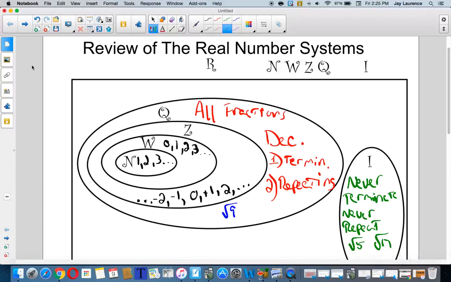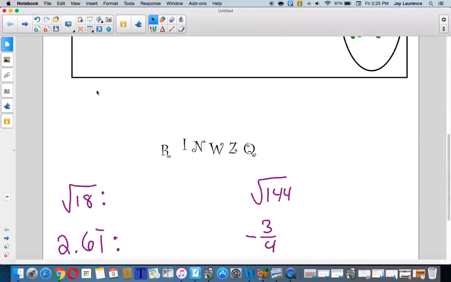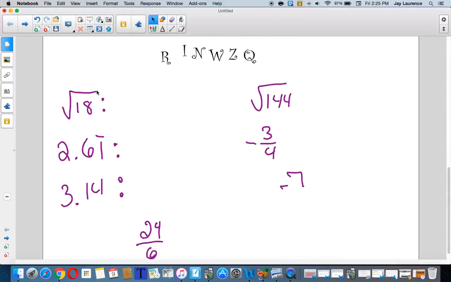Let me put the R in there. Altogether, these are the real number system. Now, I'd love for you to pause the video and see if you can determine what number systems these 7 numbers belong to.